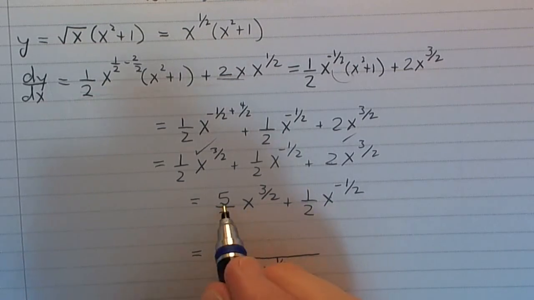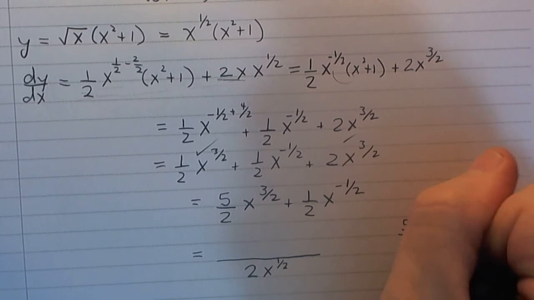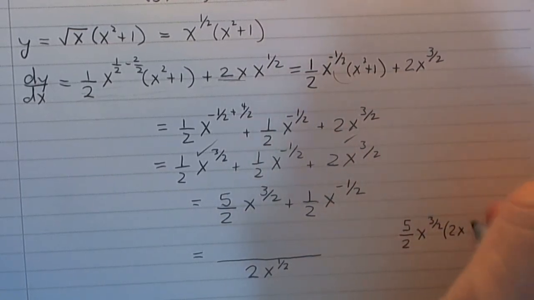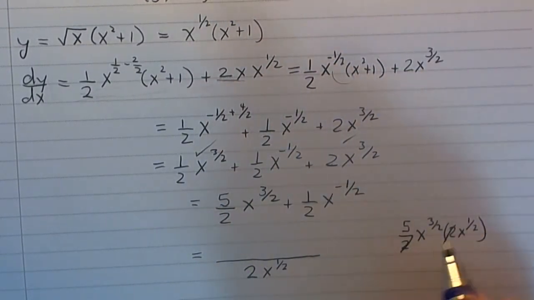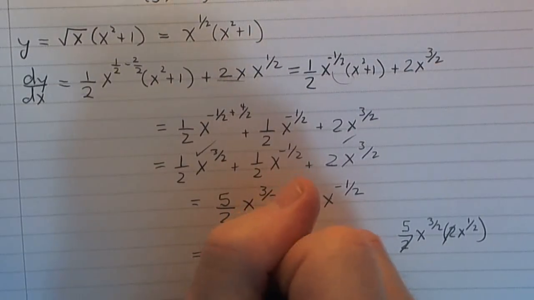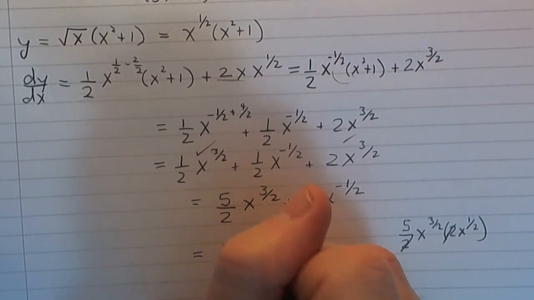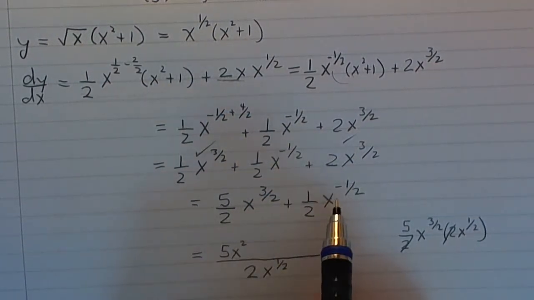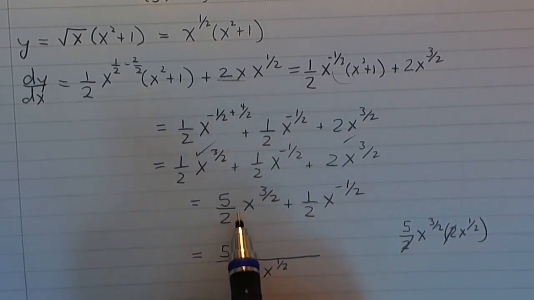So look, when I multiply this first part, let's think about this. If I multiply 5 halves x to the 3 halves times 2x to the 1/2, let's see what I get. These 2's cancel, and I get a 5. But what happens here? 3 halves and 1/2, that's 4 halves. That's x squared. See? So this first term, just by multiplying by the 2 square roots of x over 2 square roots of x, I get this for the first term.